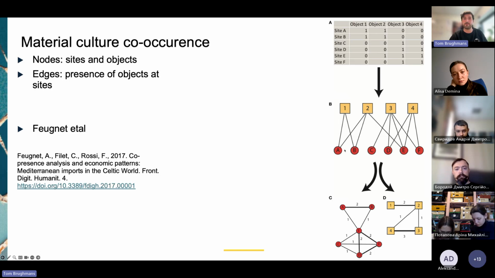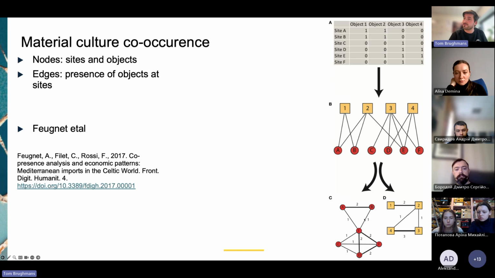So in this case, if you follow my cursor, you see that at site A, we have found object type 1 and object type 2. Whereas at site B, we have found object type 1 and object type 2, and that's the same. So their assemblages are identical.